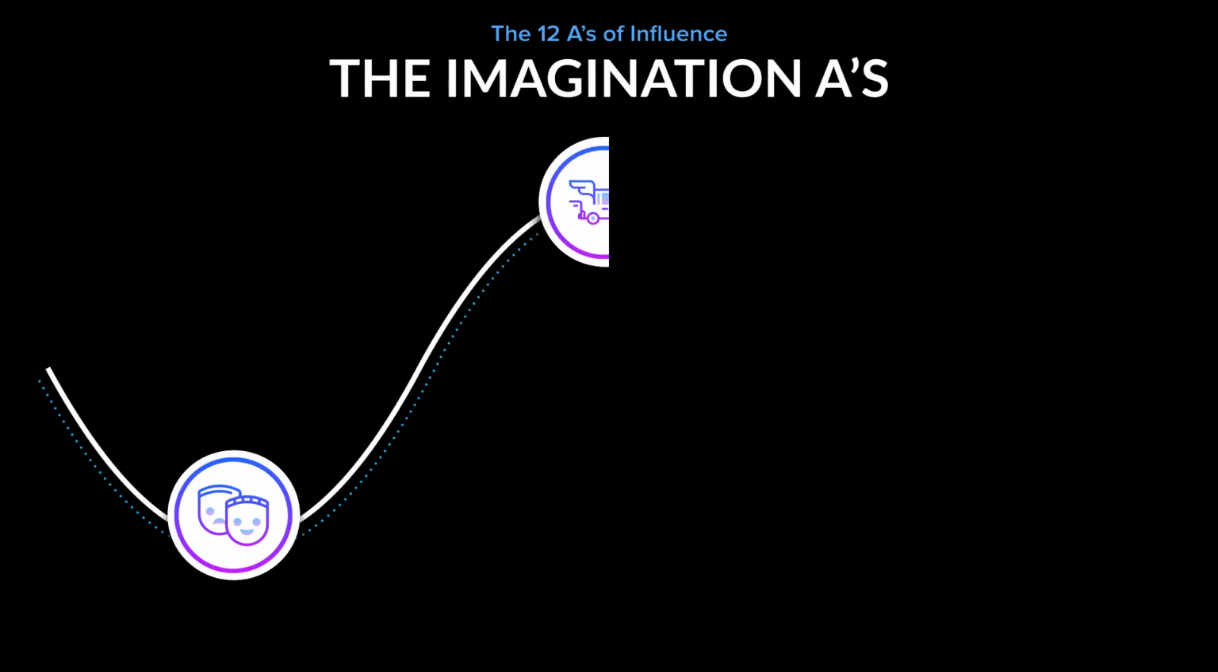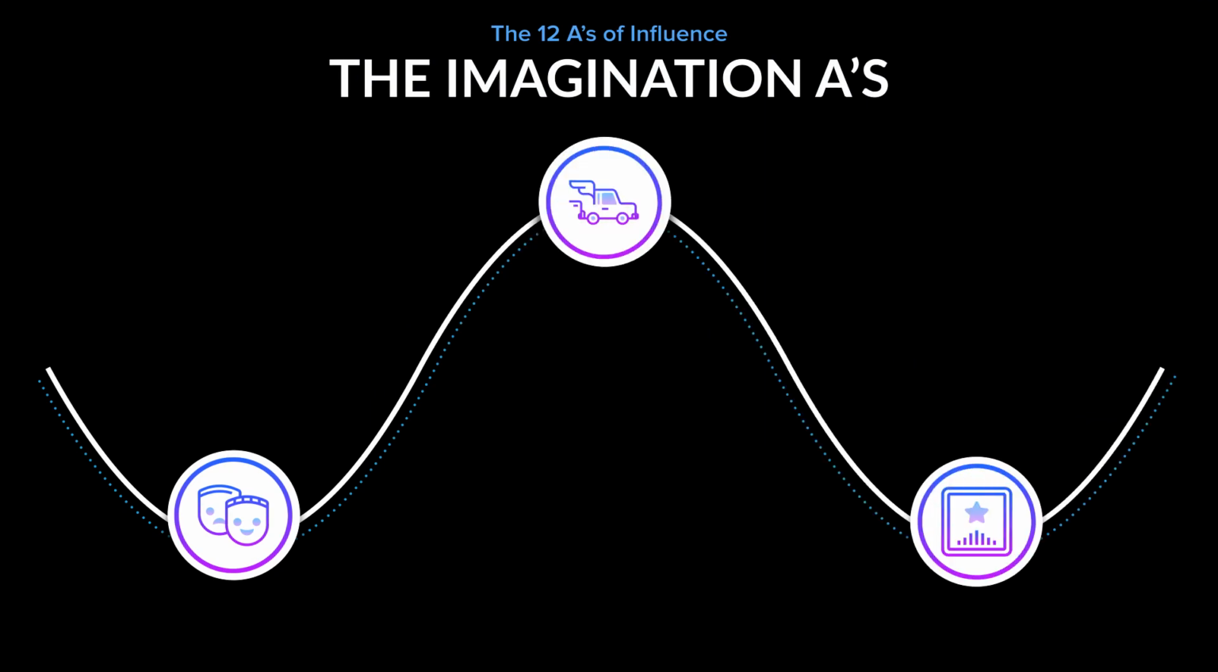The last group of the A's of influence are the imagination A's. The imagination A's are so powerful because they put our prospects into an imagination frame where they begin to imagine what it would be like for us to continue the relationship, work together, and ultimately it gives them a compelling future to move forward in working with us.